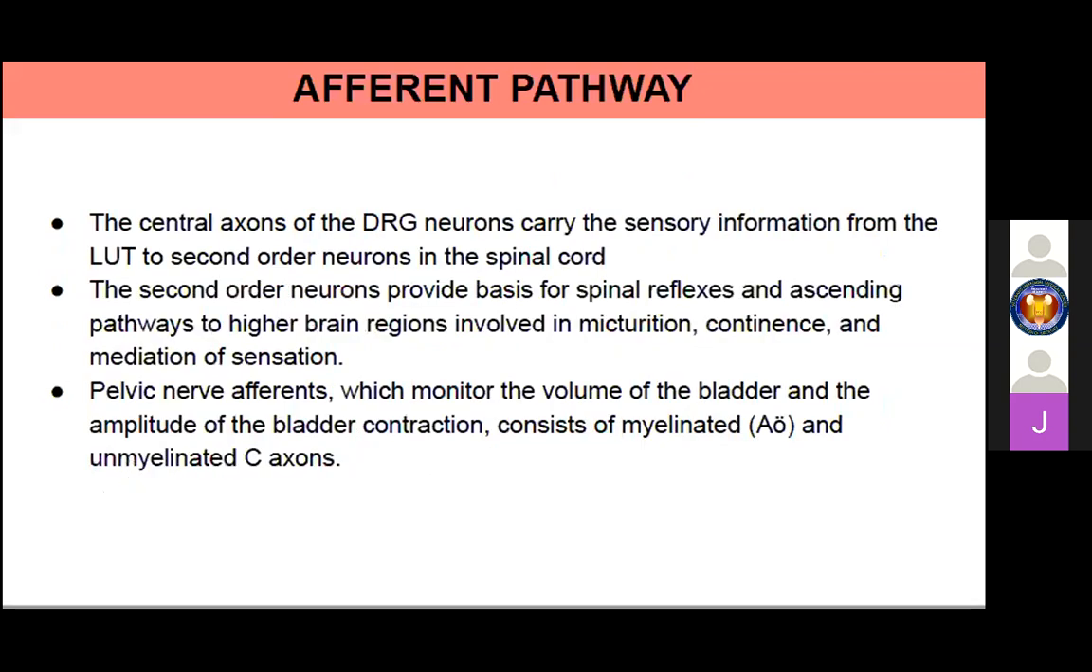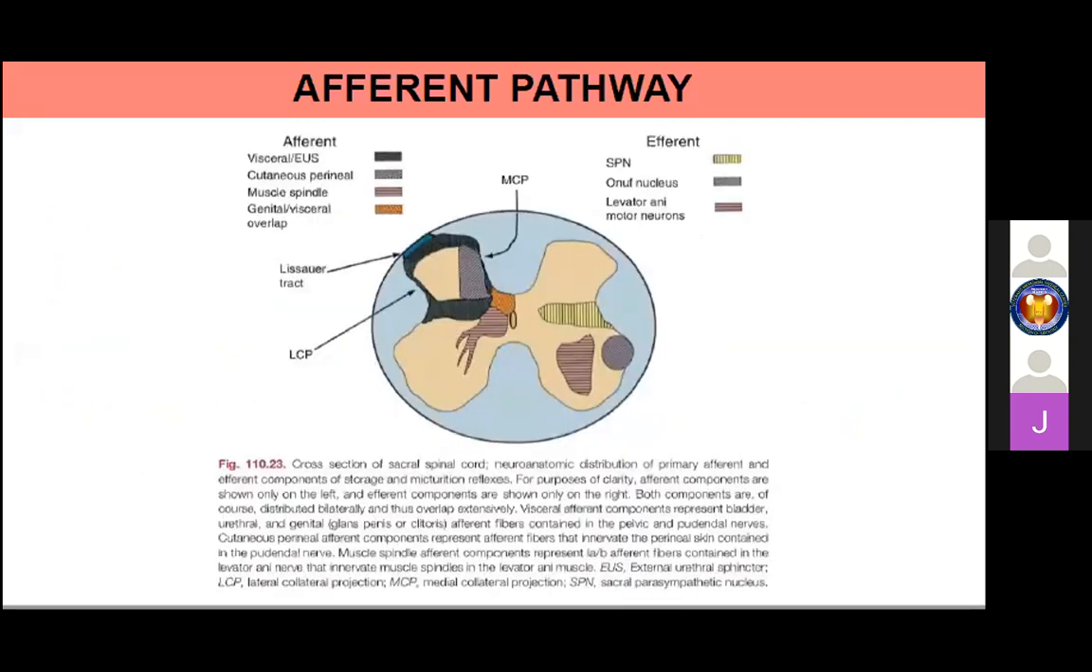Next, please. So the central axons of the DRG neurons carry the sensory information from the lower urinary tract to second order neurons in the spinal cord. The second order neurons provide the basis for spinal reflexes and ascending pathways to the higher brain, for continence and mediation of sensation. Pelvic nerve afferents, which monitor the volume of the bladder and the amplitude of bladder contractions, consist of myelinated and unmyelinated C axons.